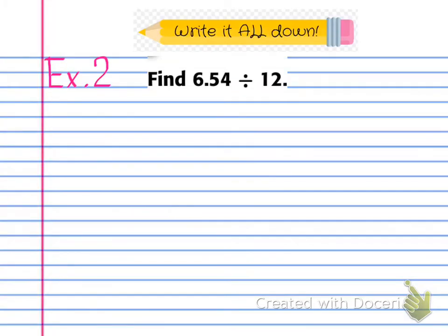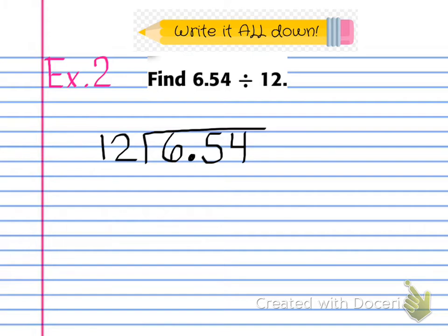The next problem, example 2, says find 6.54 divided by 12. What's unique about this problem is that it's written horizontally. Horizontal means like the horizon, from left to right. With these problems, it's important that you know how to set them up as a division problem that you can work with, because there's a little flip-flop action that goes on. When you write that, you want to say to yourself 6.54 divided by 12, and then you draw the little house over the 6.54, 12.